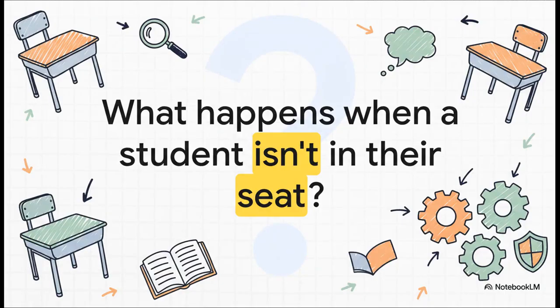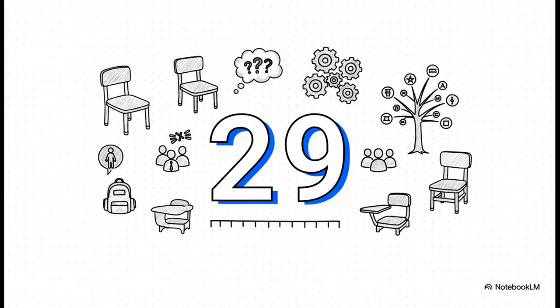See, it all boils down to one single question. What happens when a student isn't in their seat? And you know what? The answer is anything but simple. Because in the Renfrewshire school system over in Scotland, there isn't just one answer. Nope. To really understand why that seat is empty, teachers and administrators have, get this, 29 different codes they can use. 29. That right there, that's the hidden complexity we're going to unravel today.